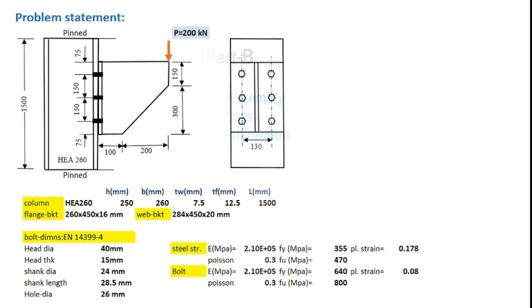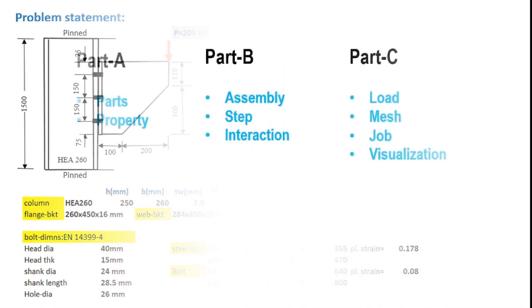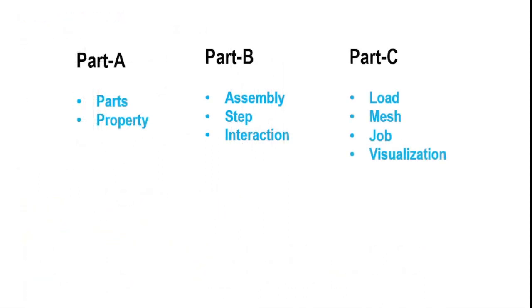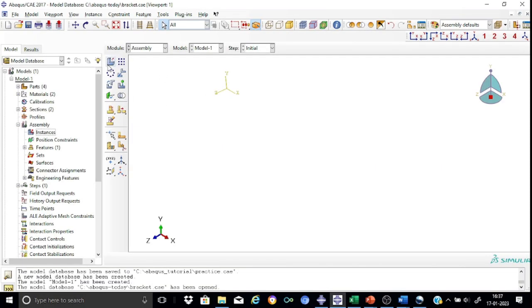So in this part, we'll discuss the modules assembly, step, and interaction. So let us start developing these modules for the structural bracket that we have already developed in part A. So let us visit Abaqus. So let us proceed to the assembly module.